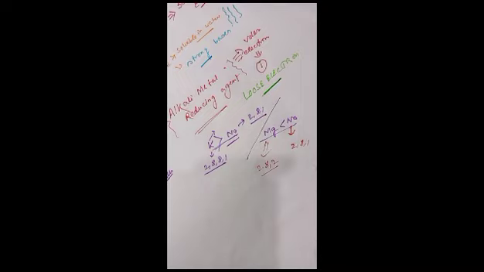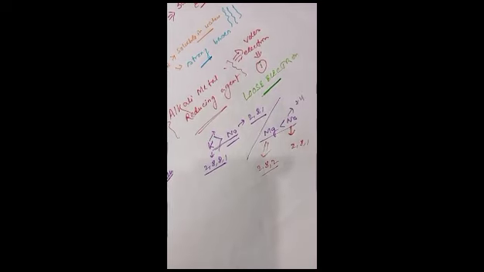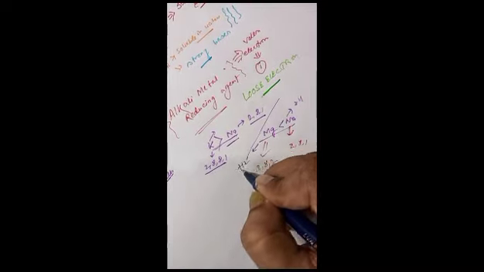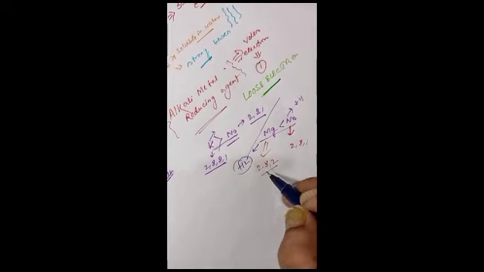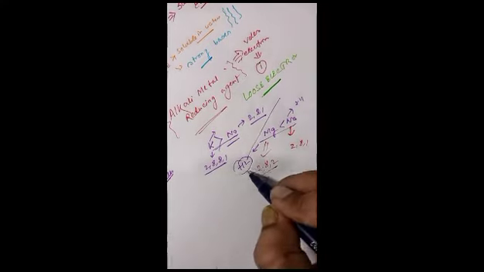The nuclear charge of sodium is plus 11, and the nuclear charge of magnesium is plus 12. Here the nuclear charge is larger, so the electrons are pulled toward the nucleus and the atom shrinks. That's why magnesium is smaller than sodium.